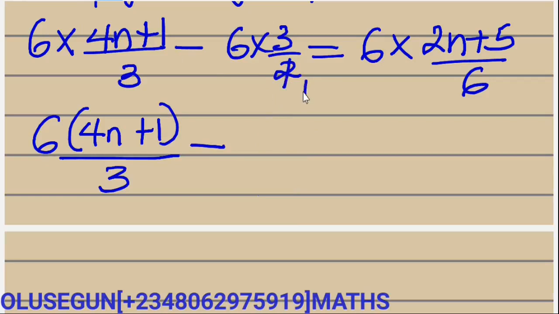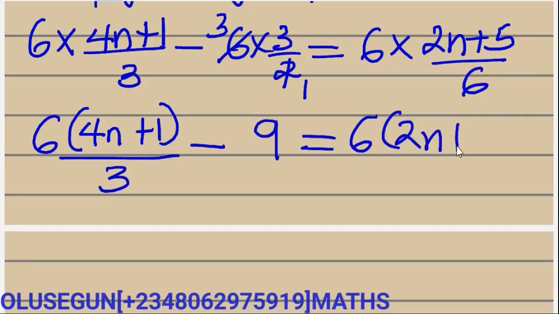So 2 here 1, 2 here 3. So 3 times 3 will give us 9. So now it gives us 9, which is equal to 6 bracket open 2n plus 5 bracket close. I try to use brackets because many people find it difficult. They will only multiply this 6 with 4n. They will not multiply with 1. So that is how they will miss it. So also applicable to this, you apply a bracket open and a bracket close. So it will make it so easy.